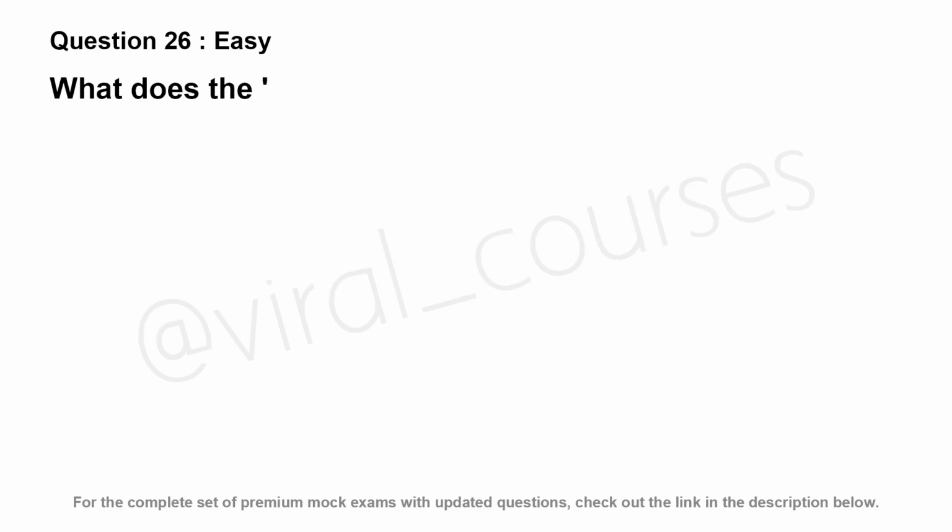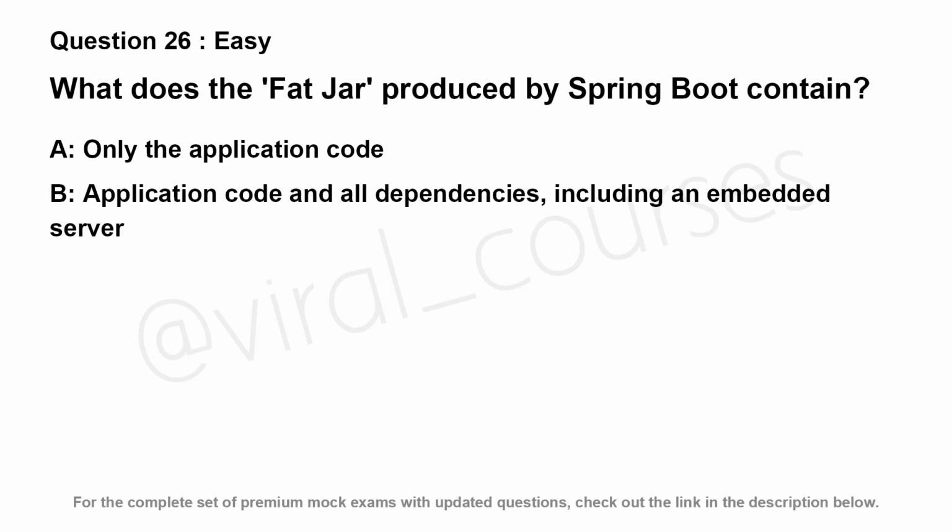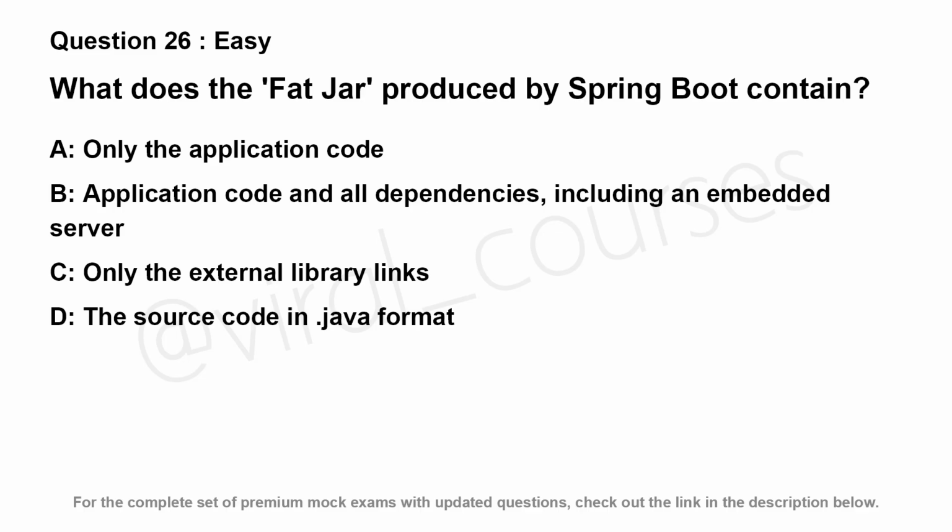What does the fat jar produced by Spring Boot contain? Option A, only the application code. Option B, application code and all dependencies, including an embedded server. Option C, only the external library links. Option D, the source code in Java format.